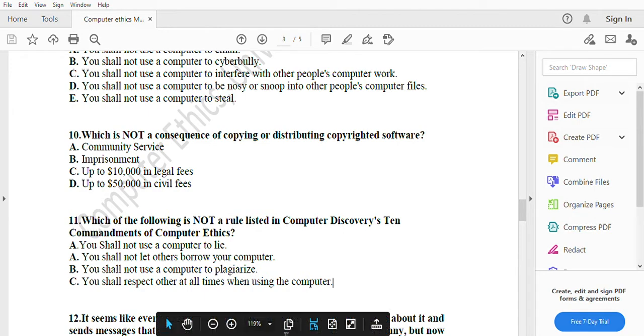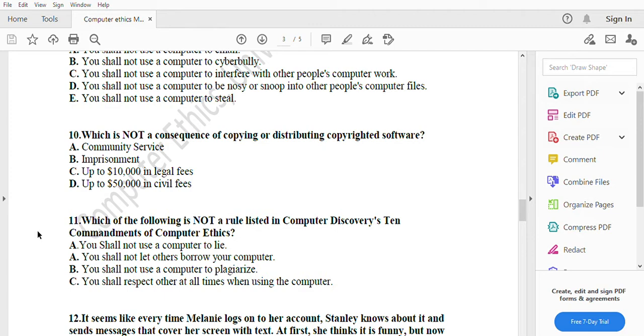Number 11. Which of the following is not a rule listed in Computer Discovery's 10 Commandments of Computer Ethics? So here once again, among the 10 of them, I have chosen "you shall not" and then "thou shall not" in order to see that there are 2 kinds of writing, but because they are commandments, sometimes people use the Old English, but both are okay. They all mean the same. You should not use a computer to lie.